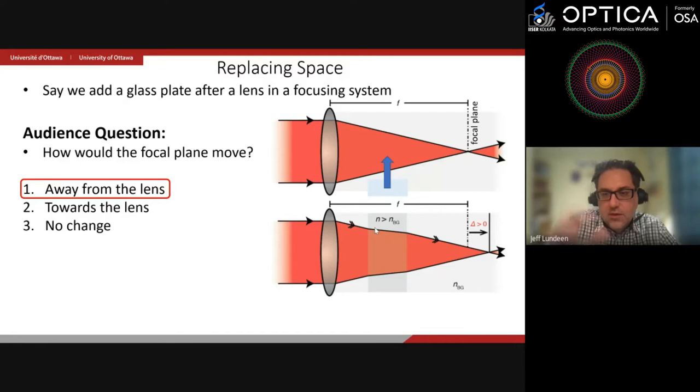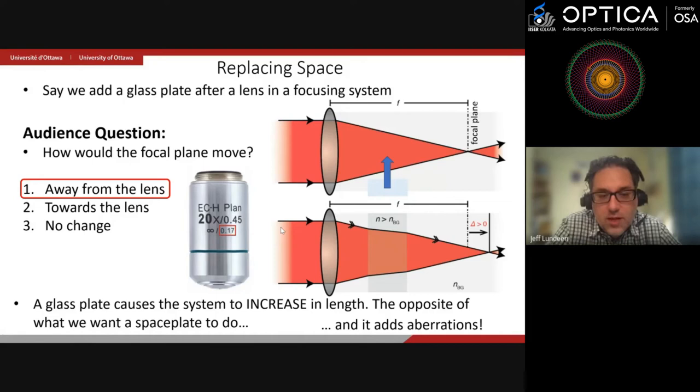It bends towards the normal. And then when it leaves, it's going to leave at the same angle it came in. So what happens is it gets moved sort of back upwards. And so it moves the focus further away. So a piece of glass does the opposite of what we want to do. It increases the system length.